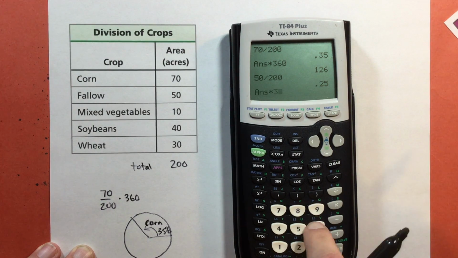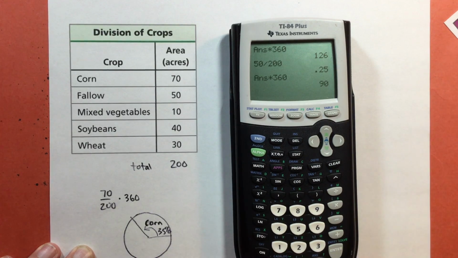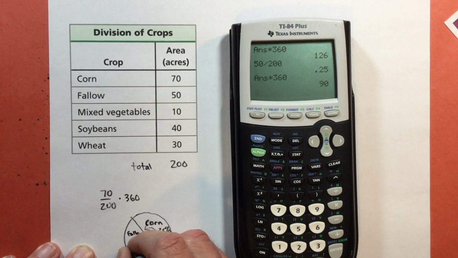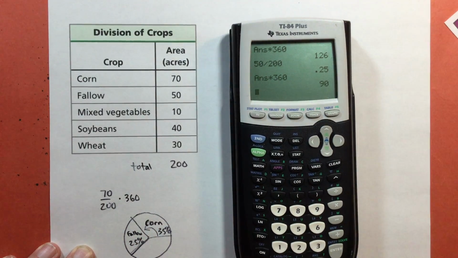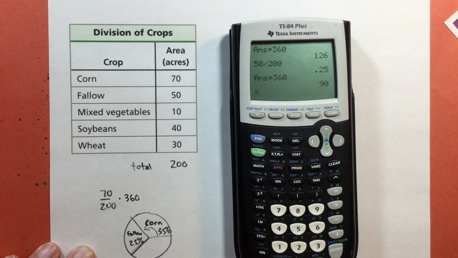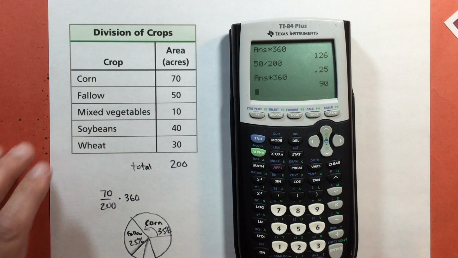If I multiply this by 360, I get 90 degrees. So then I would make a 90-degree angle from where I left off. And then I'd keep doing that for the rest of the stuff. 10 divided by 200, 40 divided by 200, etc. And I would end up with my circle graph something like this, with mixed vegetables, soybeans, and wheat all in there. Obviously, I didn't draw it better.